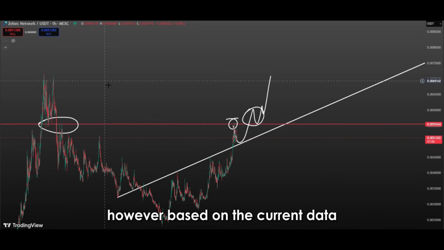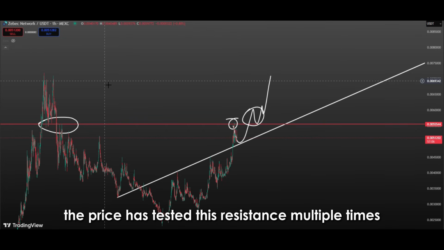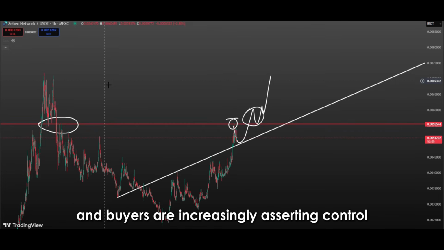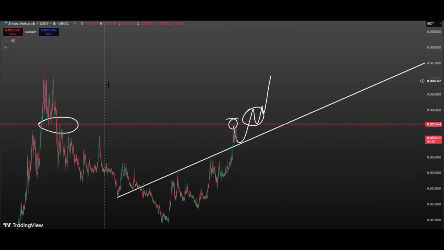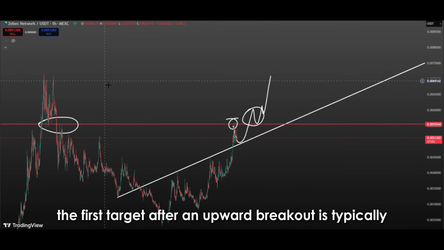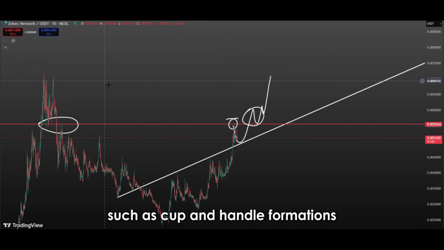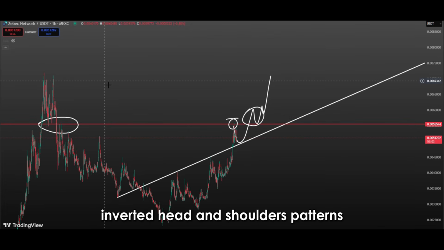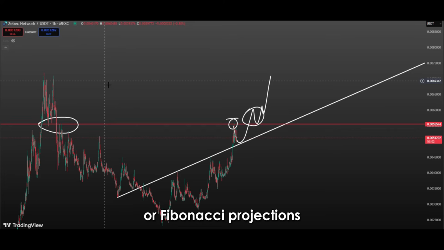However, based on the current data, the price has tested this resistance multiple times, and buyers are increasingly asserting control. This strongly increases the likelihood of a breakout. In this scenario, the first target after an upward breakout is typically defined by chart patterns such as cup and handle formations, inverted head and shoulders patterns, or Fibonacci projections.